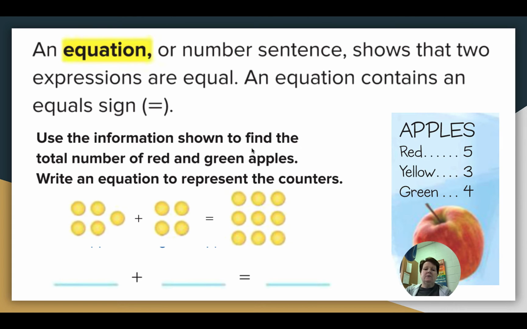We're going to use the information shown to find the total number of red and green apples and then write an equation to represent the counters. So we can see there are 5 counters here and 4 counters here, which gives us 5 plus 4, which is a total of how many? Yes, 9.